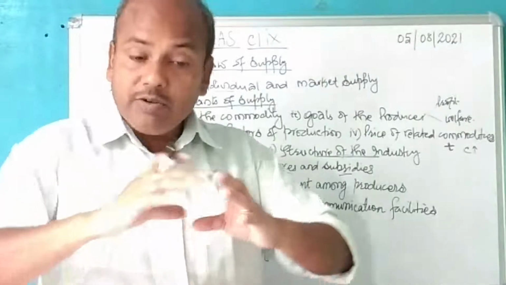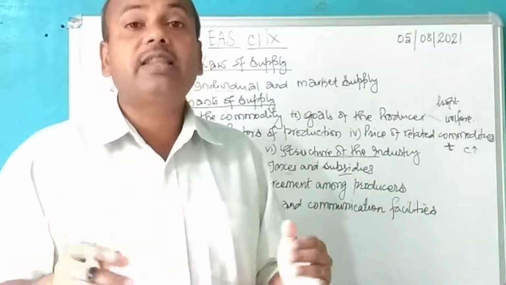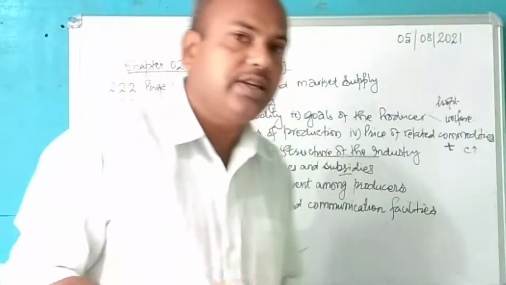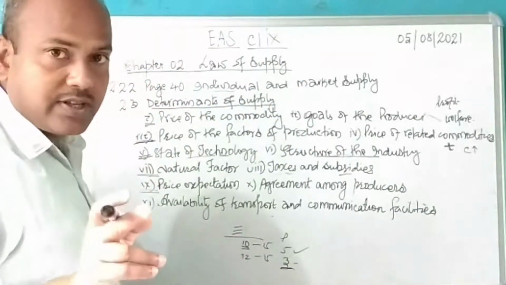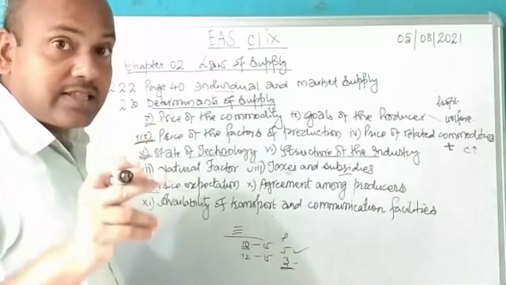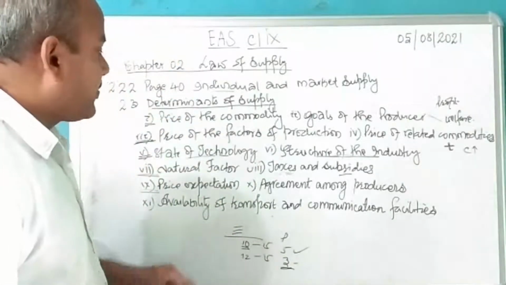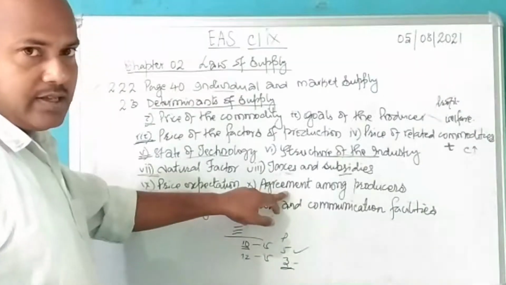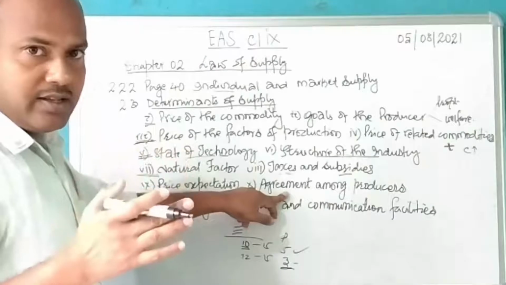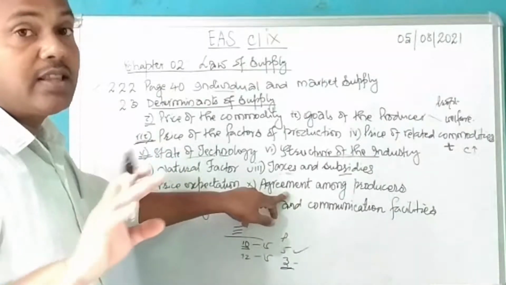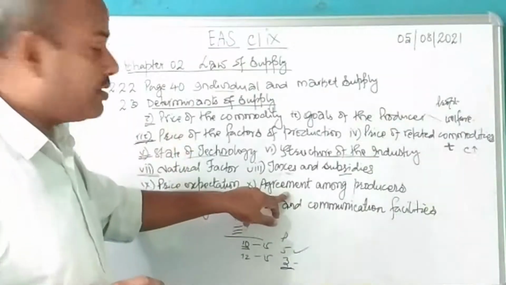Okay, but if there is unanimous agreement, then they can affect the supply of a commodity, and they can do this in order to earn more profit. By creating artificial scarcity, they can increase the price and they can again supply. So if they have agreement, they can alter the supply at will. But if they have no agreement, then the supply cannot be altered.